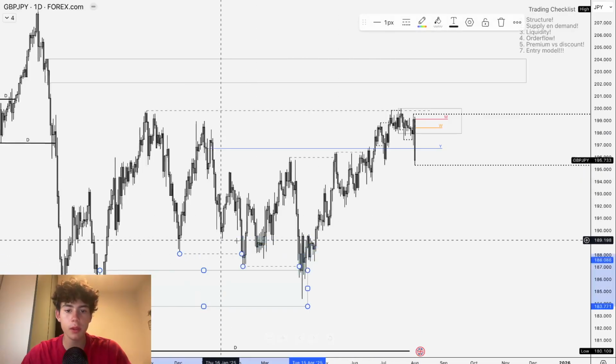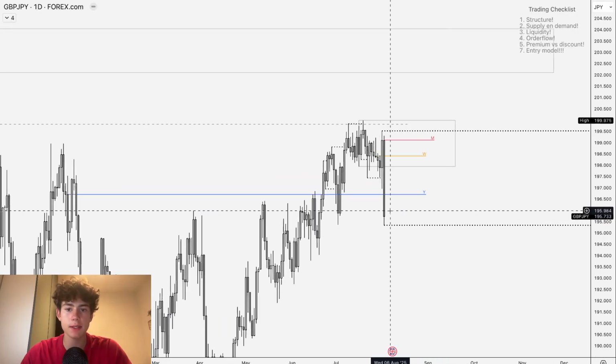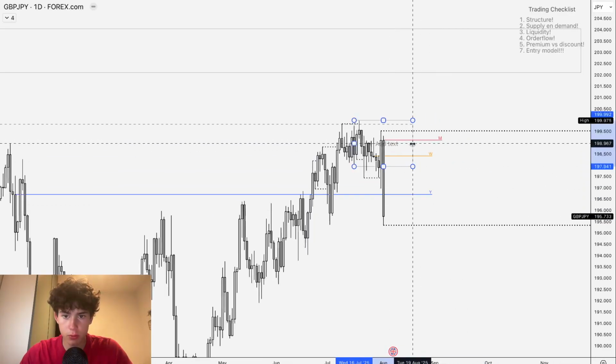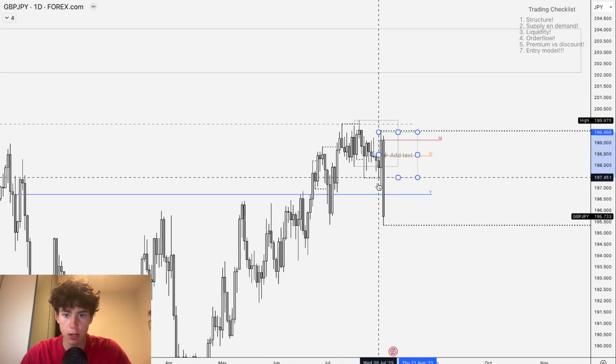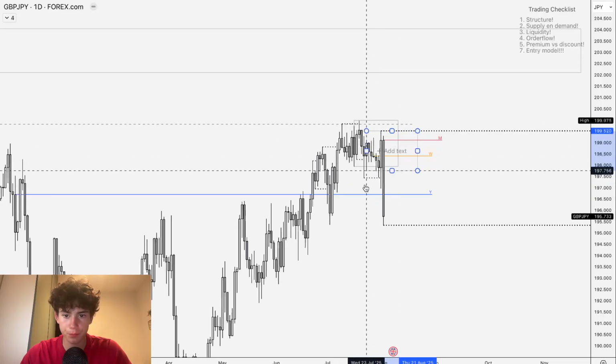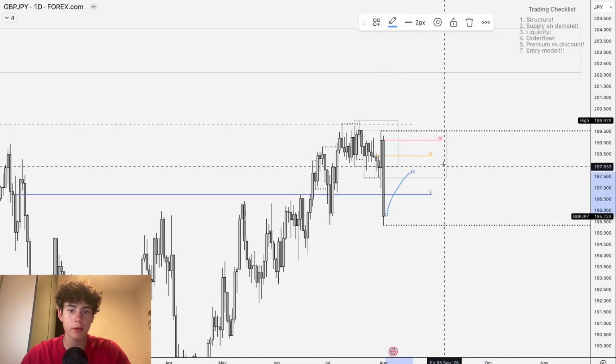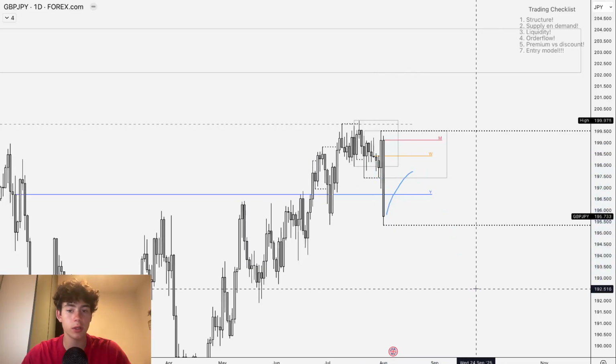So let's remove all of the noise that we drew out in the past. So we had this supply zone which pushed us down lower, and now this supply zone is in control for me, and this could push us down lower. So I'm now waiting for a little push up higher, and from this supply zone I'm still looking at downside.